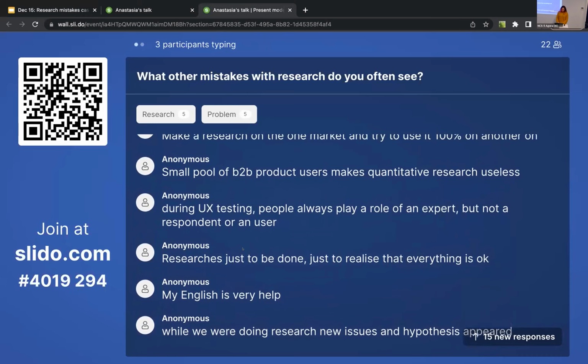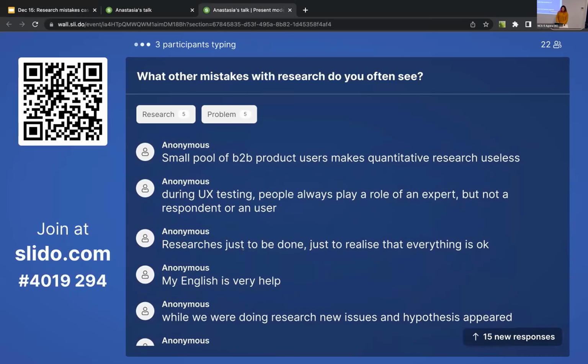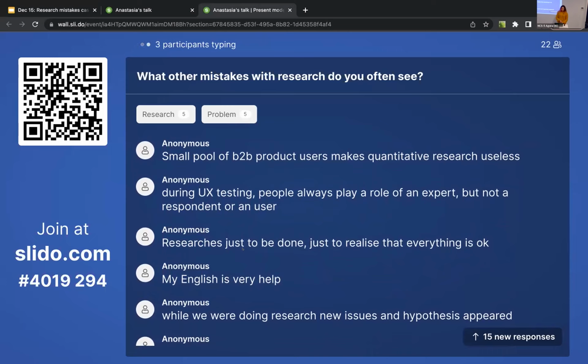Small pool of B2B product users makes quantitative research useless. Yes, I've met this. This was very interesting. I was once giving a talk on how product management is done in ADB, and at the same lecture at the university, there was a speaker from Yandex Browser talking about how product management is done there.